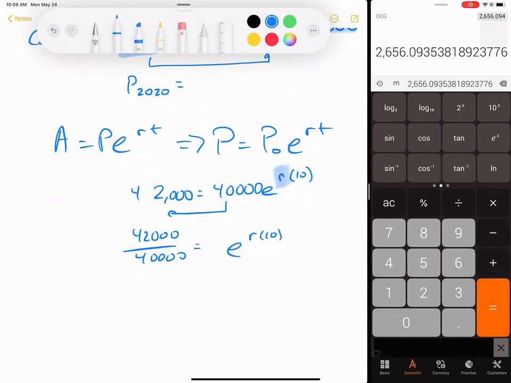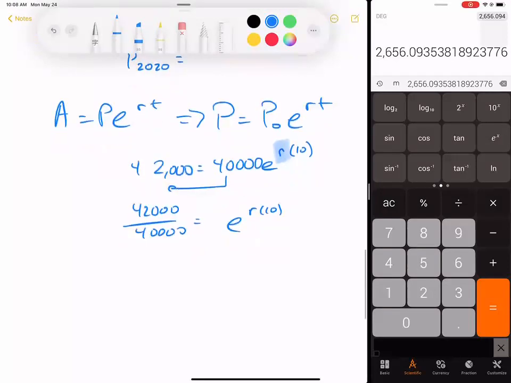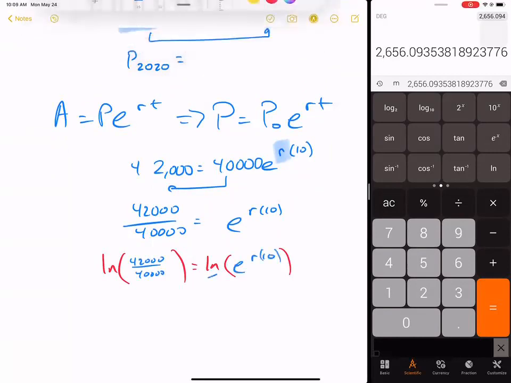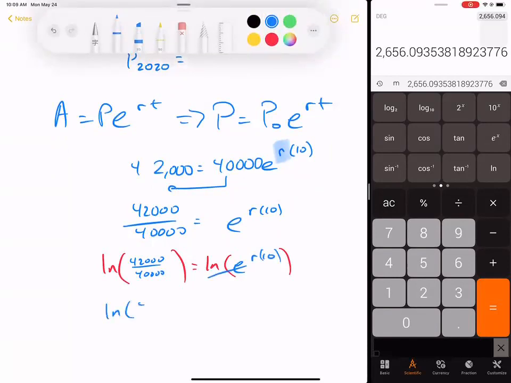Now here is where our skills come into play. We said, how do we solve for exponents? We use logs. Now, which special log do you guys remember that we use for e? Which special log do we use for e? We're going to use natural log. Okay, we're using natural log on both sides of 42,000 divided by 40,000 and e to the r times 10. If you remember what happens to natural log and e, they cancel each other out, and we're left with natural log of 42,000 over 40,000 equals r times 10.